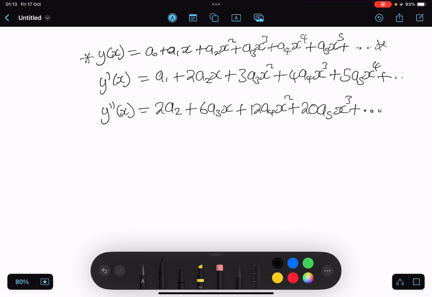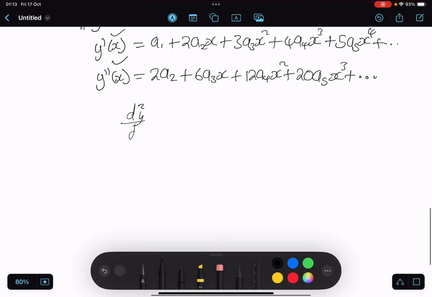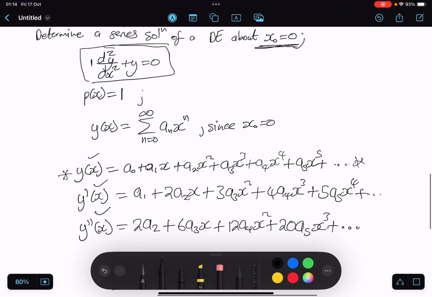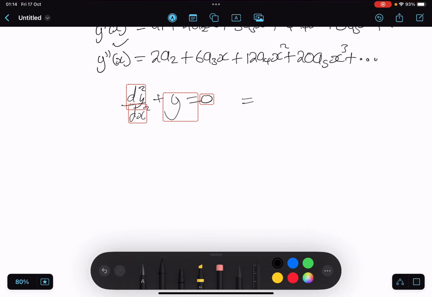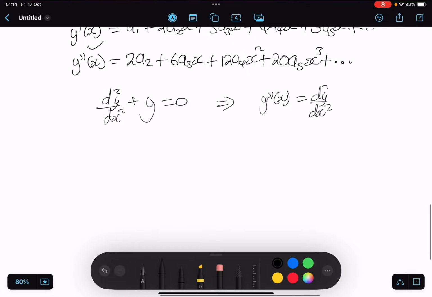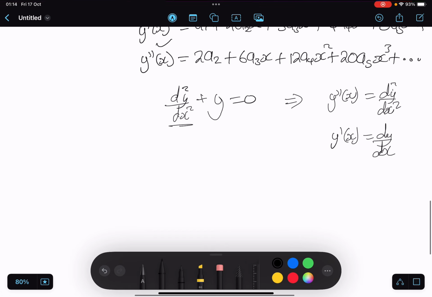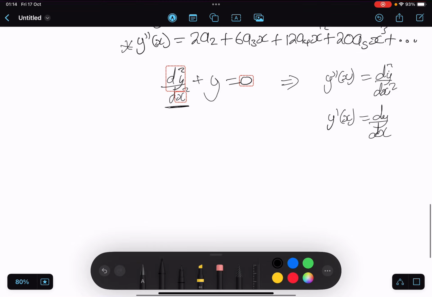So now I have the value of y. I found the first derivative and second derivative. So I'm just going to substitute into this equation. Right, we're given this equation. Let me just highlight something: y double prime is the same thing as d squared y over dx squared in our case, and also y prime is the same thing as dy dx. So if you are substituting, I'm going to substitute this expression.